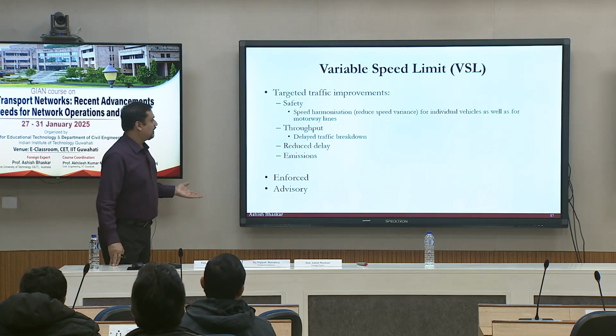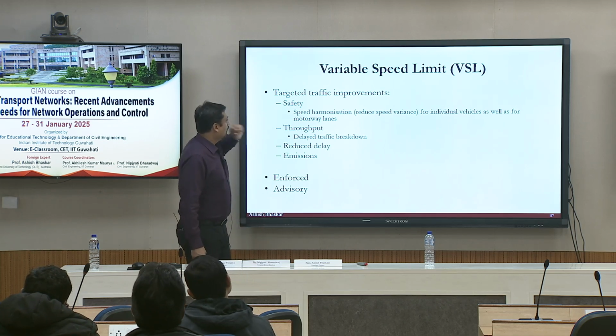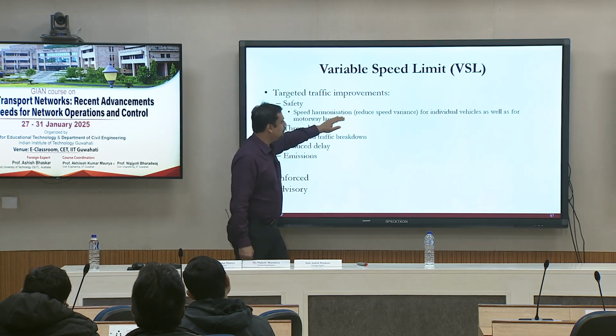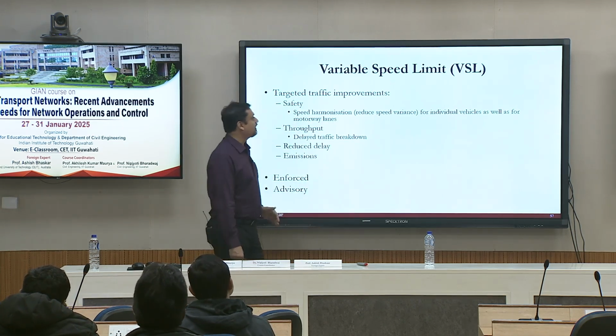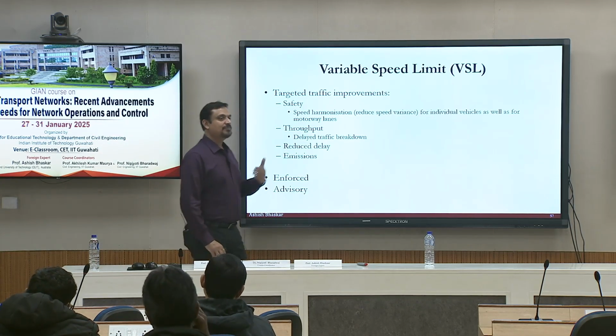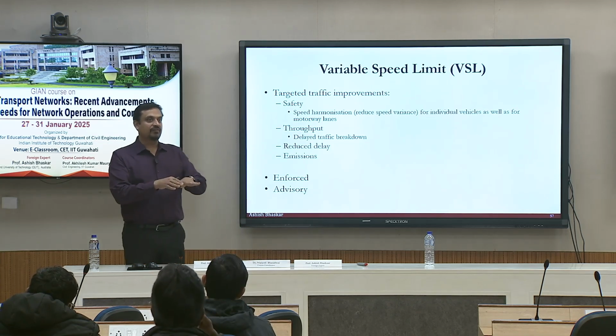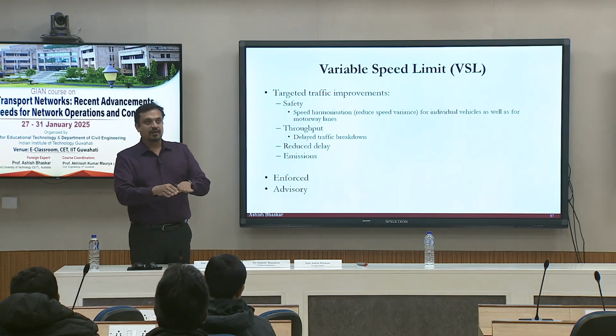So speed, safety is the topmost priority. Speed harmonization is the main reason to reduce the speed variance for individual drivers as well as the different lanes. So when you implement the speed limit, you are also able to reduce the variations from one lane to another lane to a certain extent.